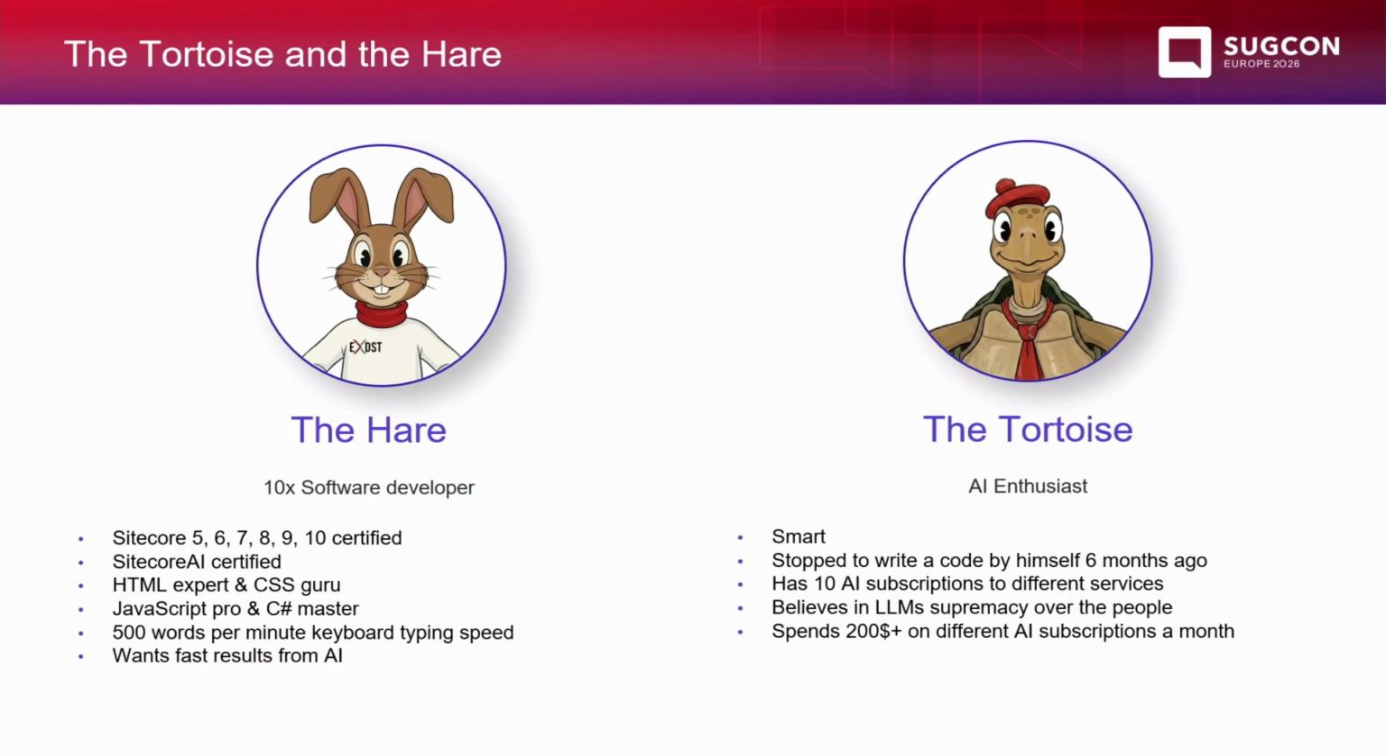In the right corner, we have the torches. He's the AI enthusiast who stopped writing code manually 6 months ago, or maybe he never wrote it in the first place. He pays for 10 different AI subscriptions and truly believes in LLM supremacy over the human labor. He believes that these tools will unlock possibilities that never existed before, which is why he is so obsessed with them.